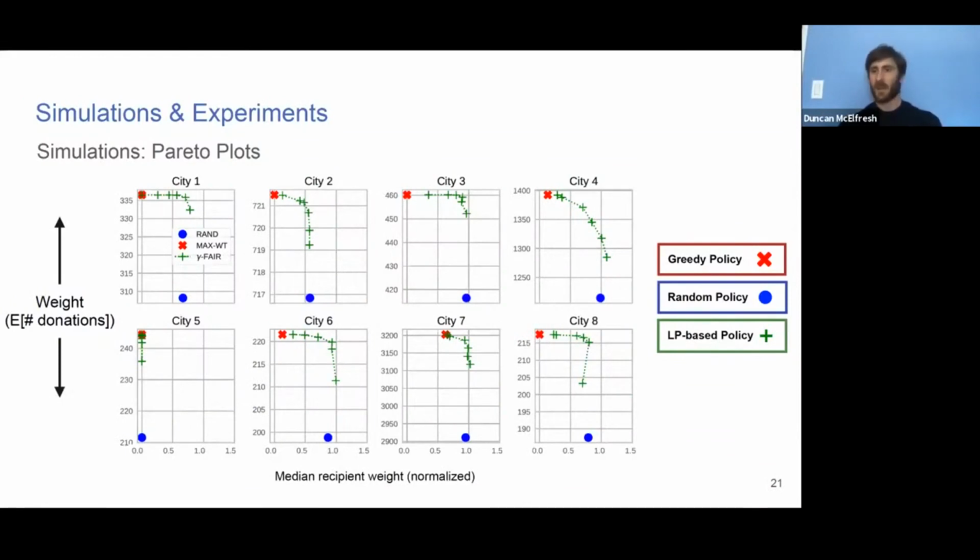Second, we see that by using the greedy policy, often the median recipient weight is close to 0. This is the median normalized recipient weight. And what this means is that by using the greedy policy, sometimes very many of the recipients receive no notifications. And this is kind of an intuitive result.